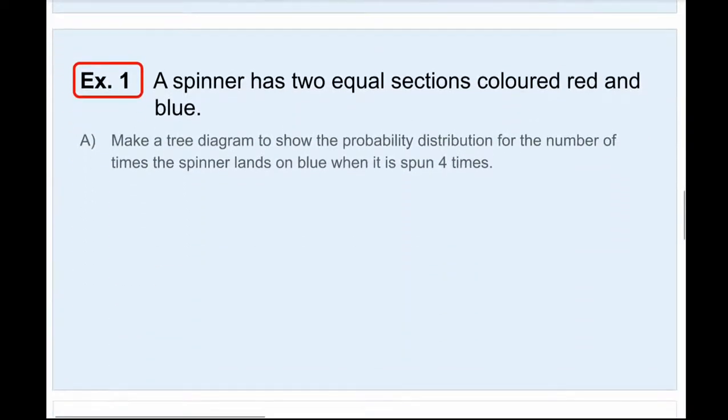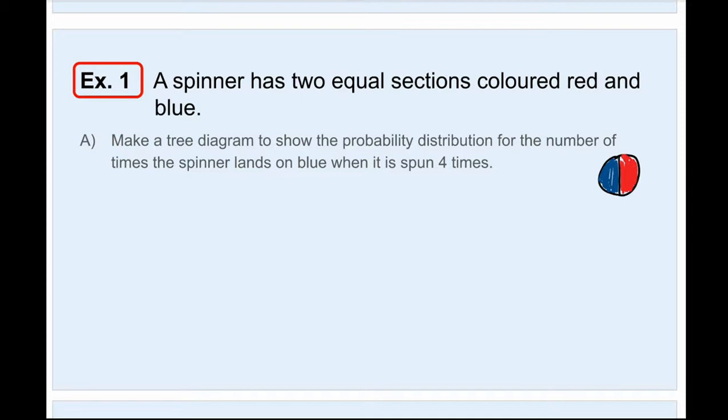So example 1: a spinner has two equal sections colored red and blue. A, make a tree diagram to show the probability distribution for the number of times the spinner lands on blue when it is spun 4 times. So if you can't visualize it, we have a spinner with 2 equal parts. One is blue and one is red. And they're equal parts, so we don't have to worry too much about that.